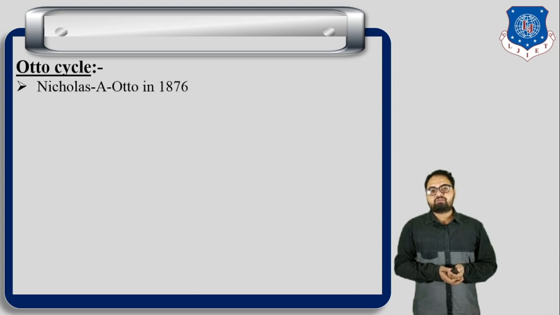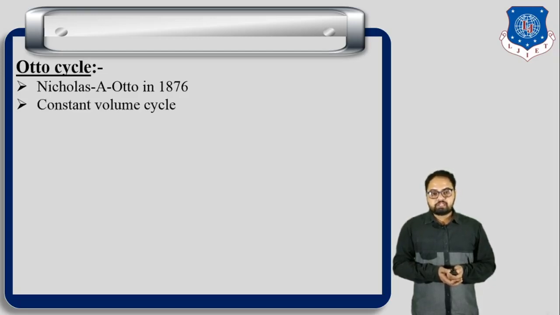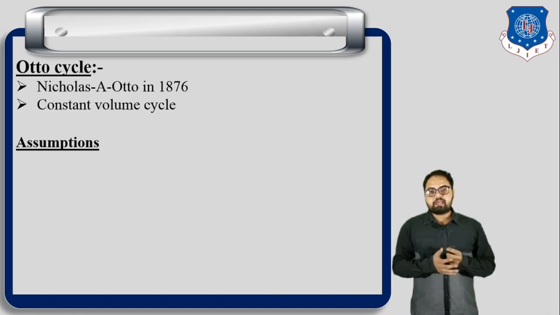Otto cycle was first developed by German engineer Nicholas Otto in 1876. Otto cycle is also known as the constant volume heat addition cycle. In this video session, we will discuss the air standard Otto cycle. So first of all, what is an air standard cycle? The cycle in which air is used as the working fluid, the efficiency of the cycle is known as air standard efficiency. In air standard efficiency we are using air as the working fluid.